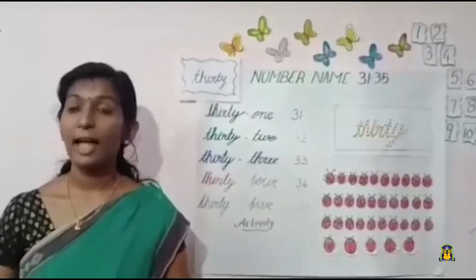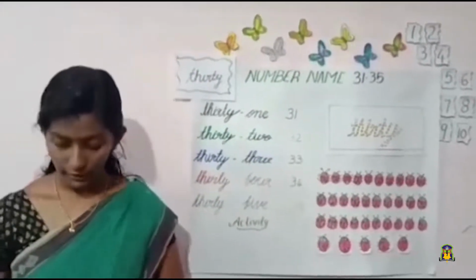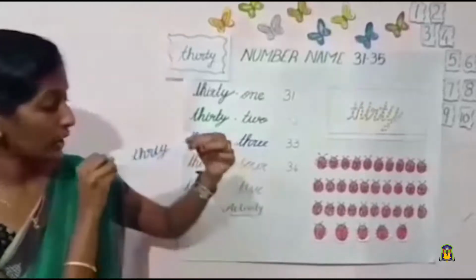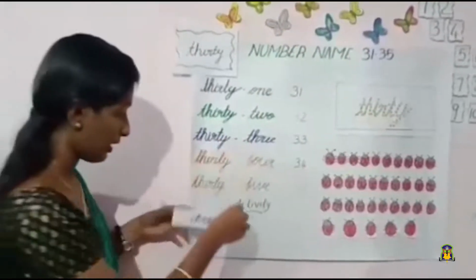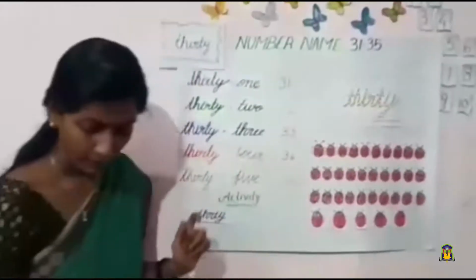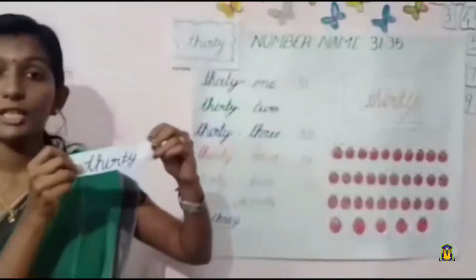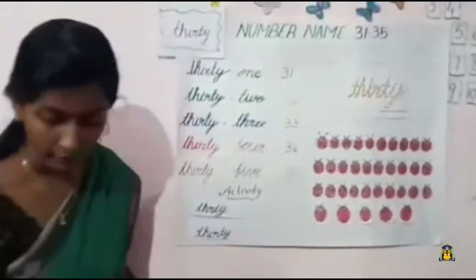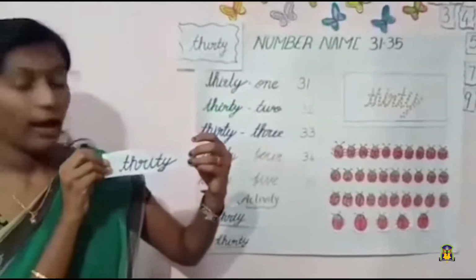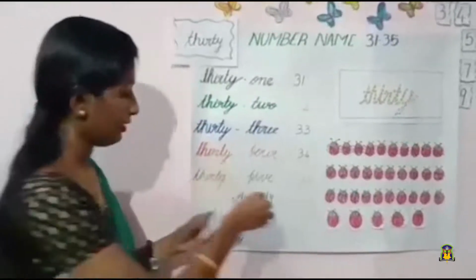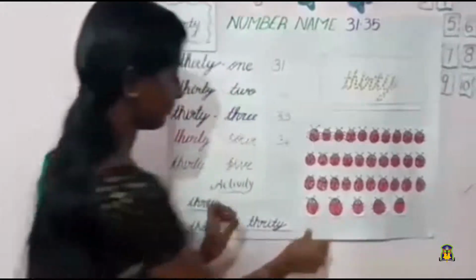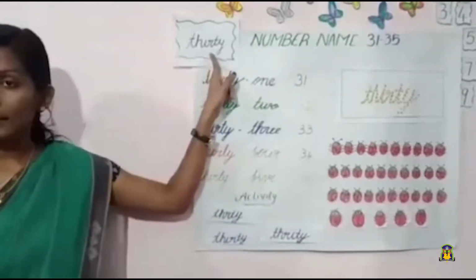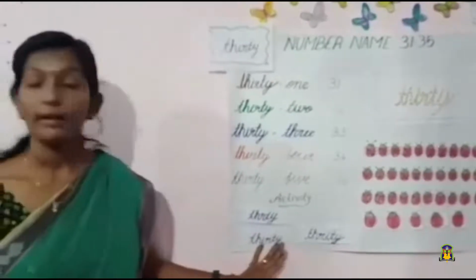35. Children, it's the activity time for you. Are you all ready? Here ma'am is going to paste three number names. The first one is T-H-R-T-Y. Here, and the second one is T-H-I-R-T-Y. That also I am pasting. And the third one is T-H-R-I-T-Y. From these three, you find out the correct spelling of 30.